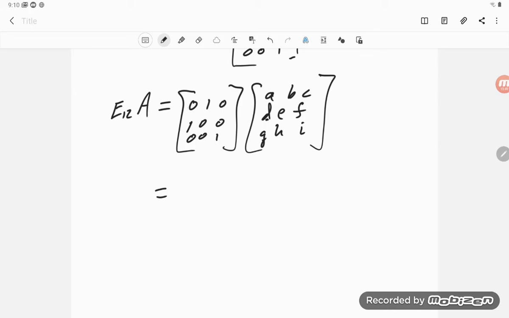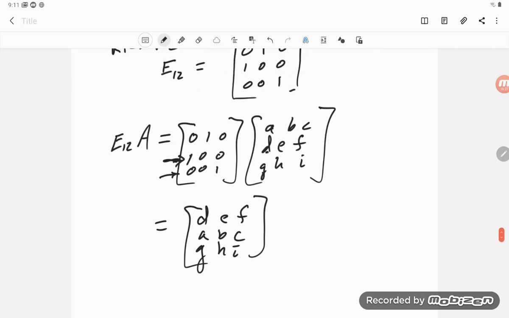So you see the first row of E12 is going to give me the second row of A. And so the result, I'll get D, E, F, and then A, B, C, because here, the second row, that 1 is in the first spot, so I get the first row of A. And then finally, the third row down here gives me the third row of A, so I get G, H, I. And so indeed, I did swap them.